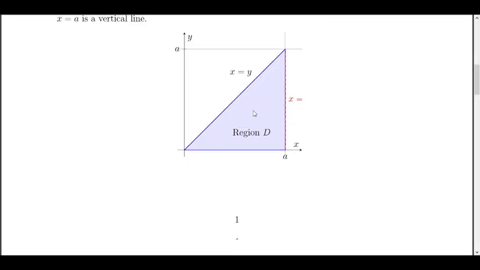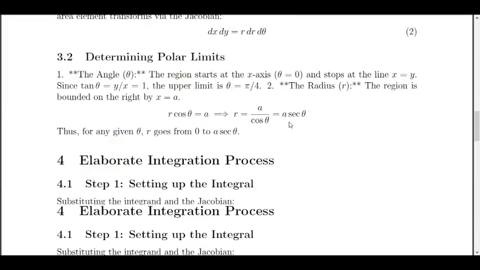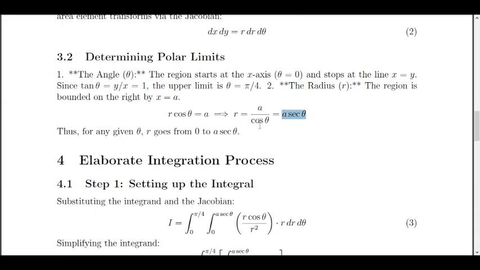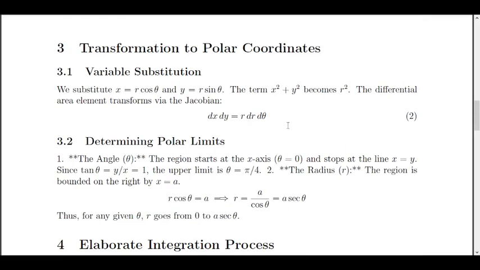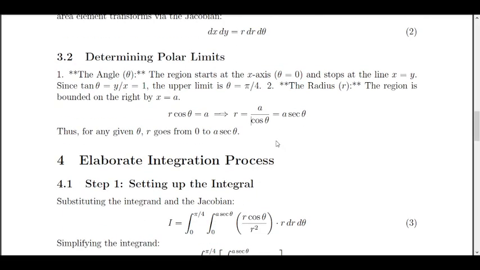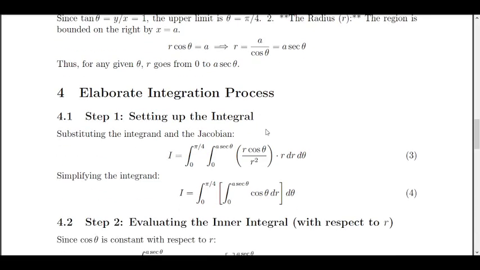Now how to find the r limits? In polar coordinates, we draw the radius vector through the region and identify where it enters and leaves the region. It enters at r equal to 0 and leaves at x equal to a, that means r cos theta equal to a, so r equal to a by cos theta, that is r equal to a secant theta. So r varies from 0 to a secant theta, and theta varies from 0 to pi by 4.